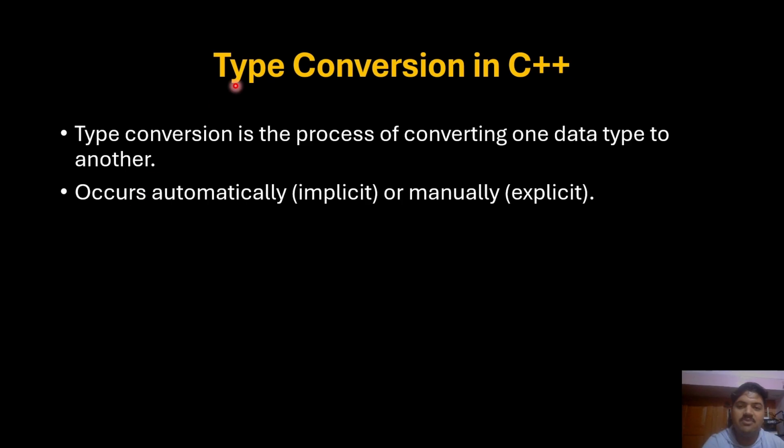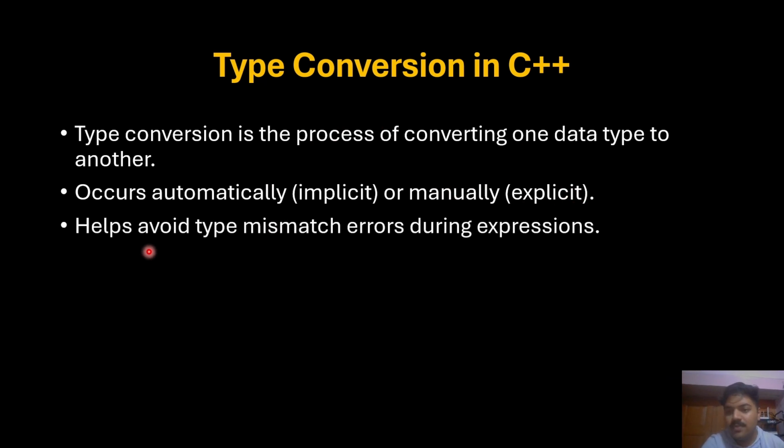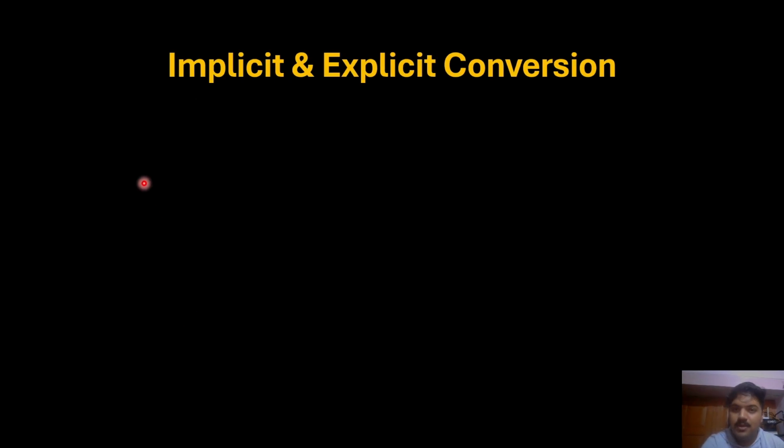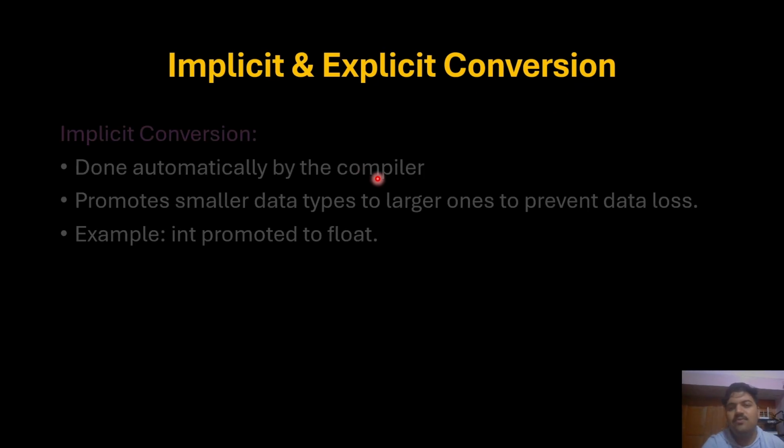We have two types of data type conversion, that is implicit type conversion and the second one is explicit data type conversion. It helps avoid type mismatch errors during expressions. So when we calculate some values, sometimes we get a mismatch or not the correct output due to the mismatch of types. So type conversion helps us rectify that error. We will now see what is implicit and what is explicit type conversion.